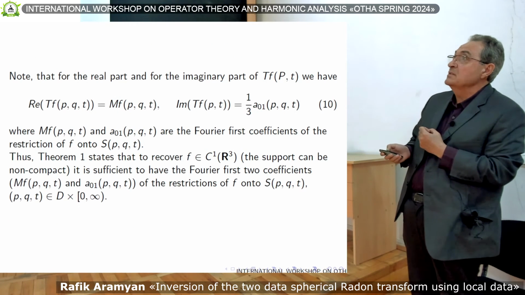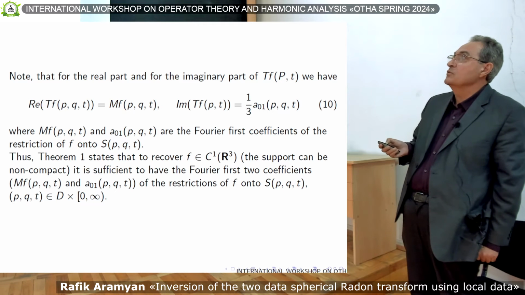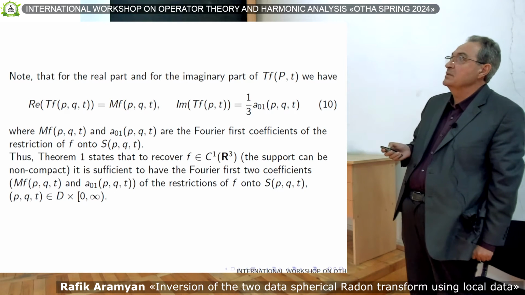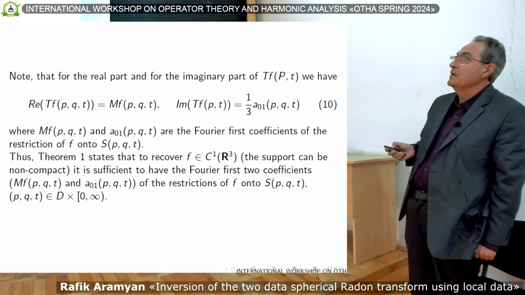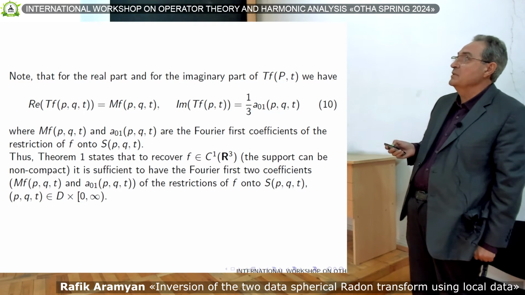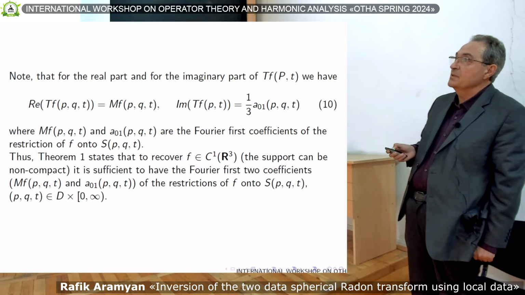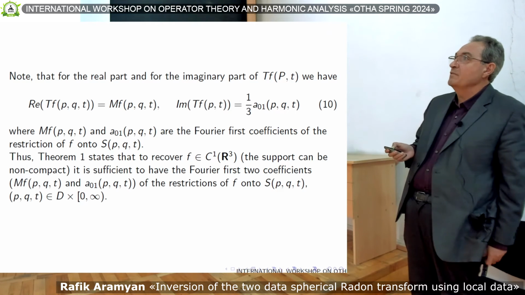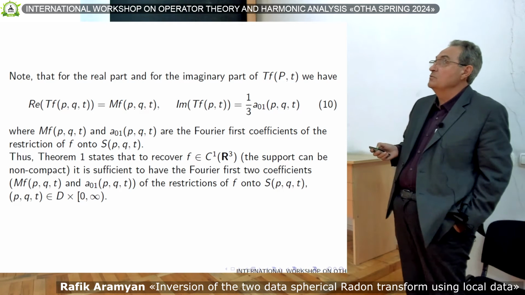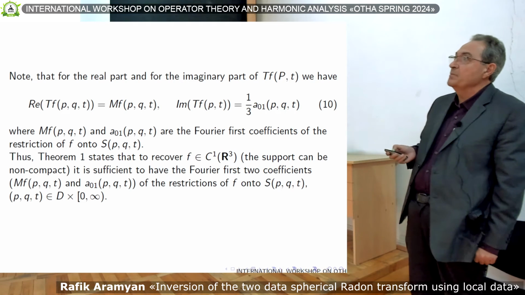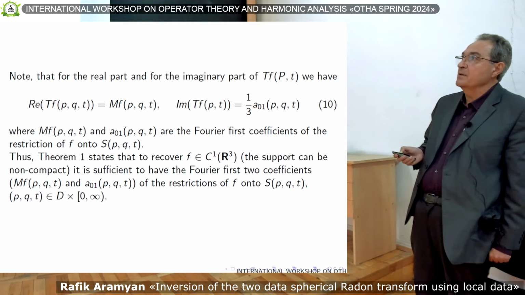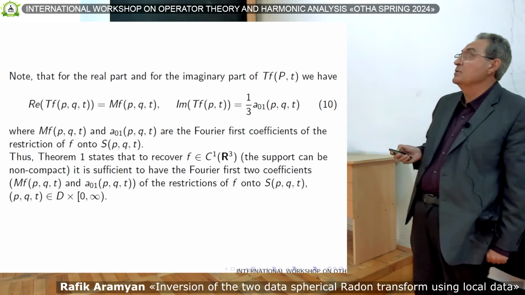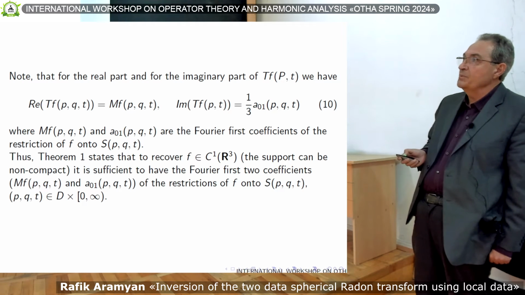So hence, for the transform which I consider, the real part is the spherical mean, and the imaginary part is the first Fourier coefficient of the restriction of f onto the sphere S_PQT. Thus, Theorem 1 states, to recover the unknown function, note that the support can be non-compact, it is sufficient to have the first two Fourier coefficients, the mean of f and A01, of the restriction of f onto the sphere where (P, Q, 0) belongs to D. Okay?